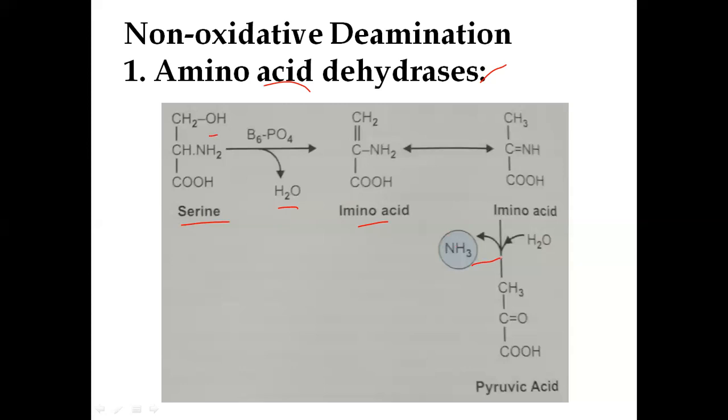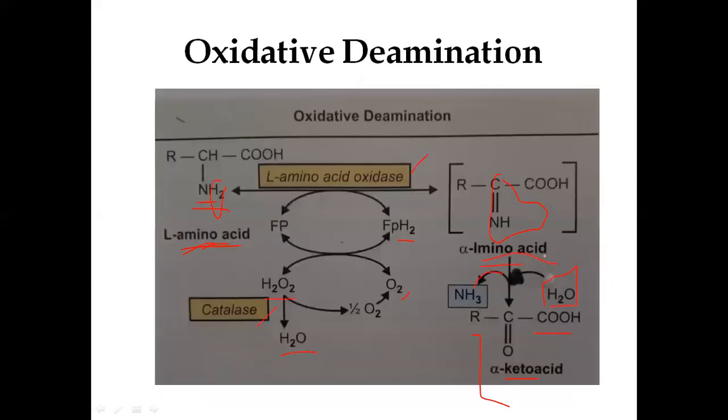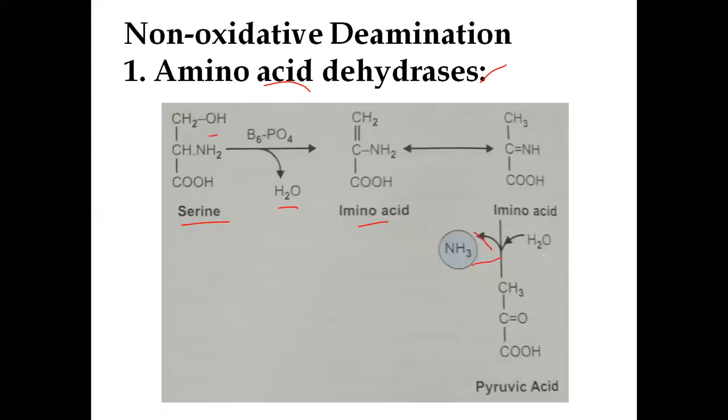This amino acid is first dehydrated, followed by spontaneous deamination by combining with a molecule of water. And here, this serine carbon skeleton is converted into pyruvic acid or pyruvate. So hydroxyl group containing amino acids will be deaminated in the presence of specific dehydrase enzymes.